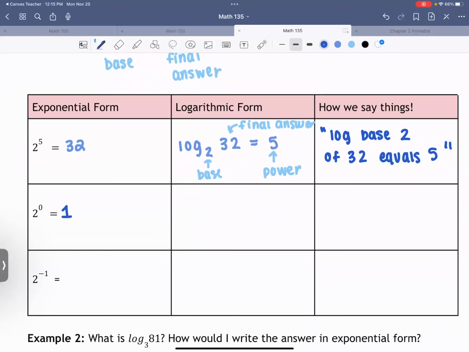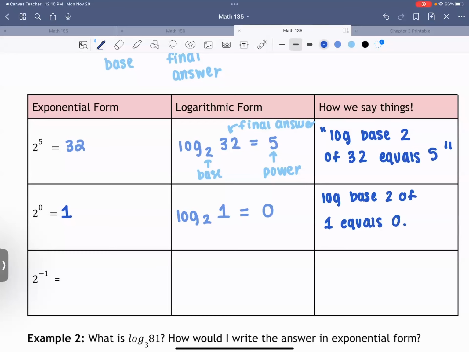Any guesses on how I'd write this in logarithmic form? Log base 2 of 1, not of 0, but of 1. Good. Equals 0. So the base goes on the bottom. It's still the base of the log. And then our final answer comes first, and then we get to the exponent 0. So we'd say log base 2 of 1 equals 0. So that's how we talk about logs.